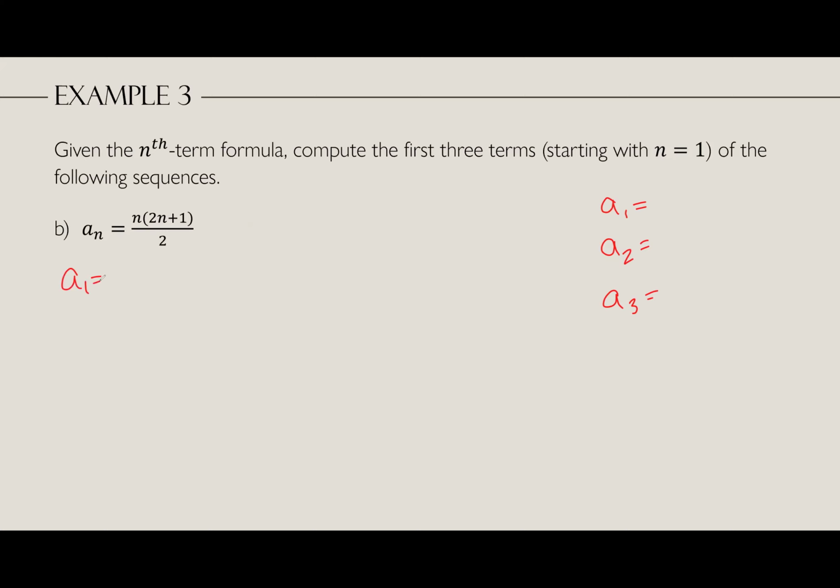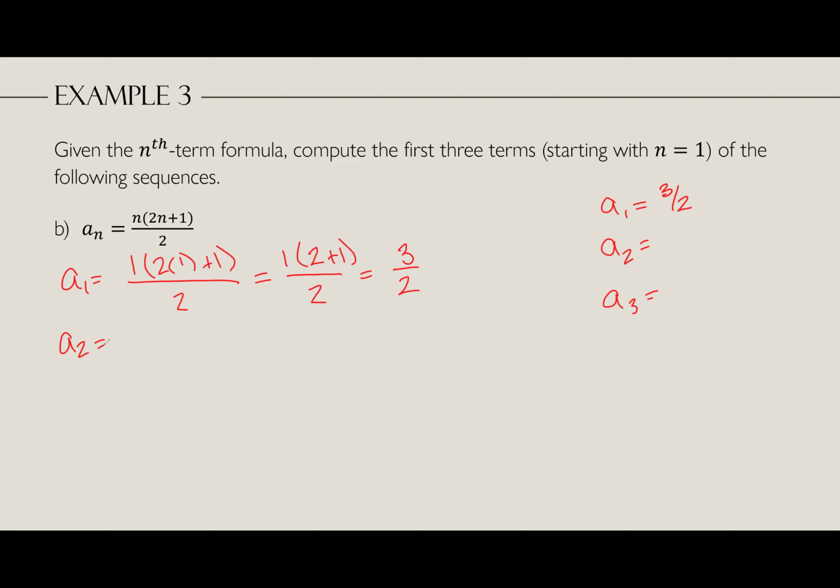A1, let's plug in 1. 1 times 2 times 1 plus 1, all over 2. Ooh, lots of parentheses. On the inside, I have 1. Oh, sorry, on the outside, excuse me. 2 times 1, we get 2 plus 1 over 2, which gives me 3 over 2 for my first value.